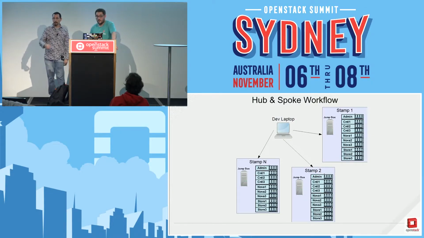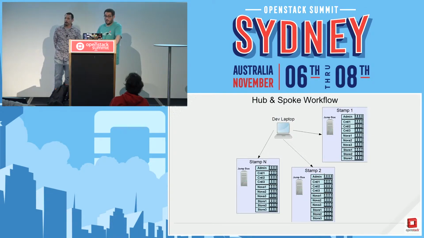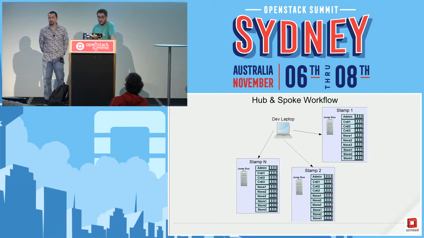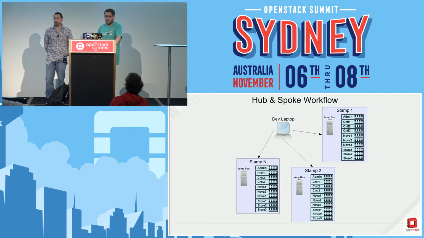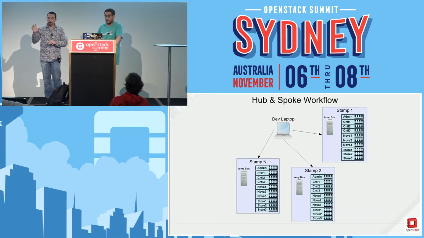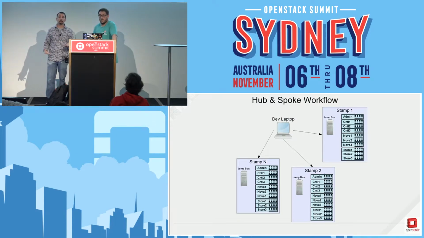Here's a diagram of what I was talking about on how I support a variety of different environments with a single laptop. So I can test one code change against N stamps, which can all be different generations of hardware, for instance, would be a reason to do that.